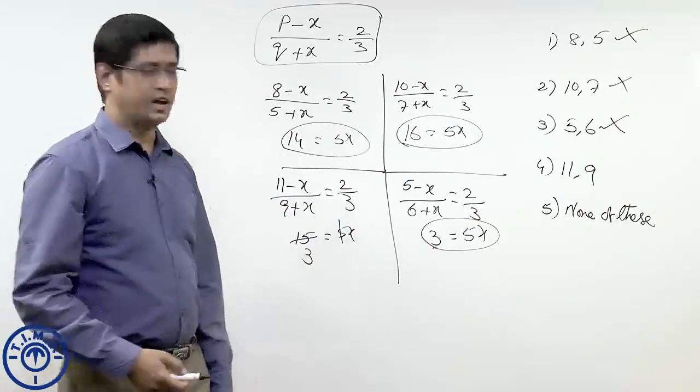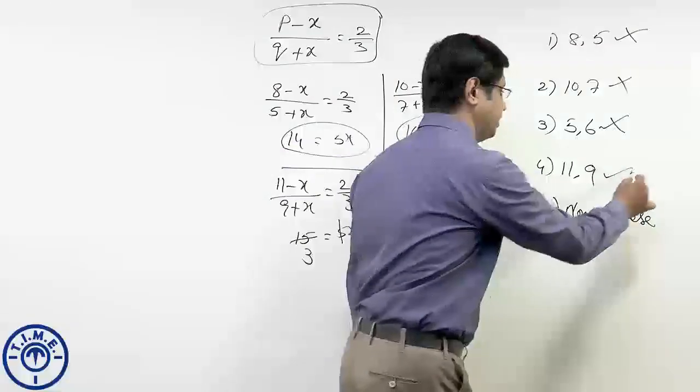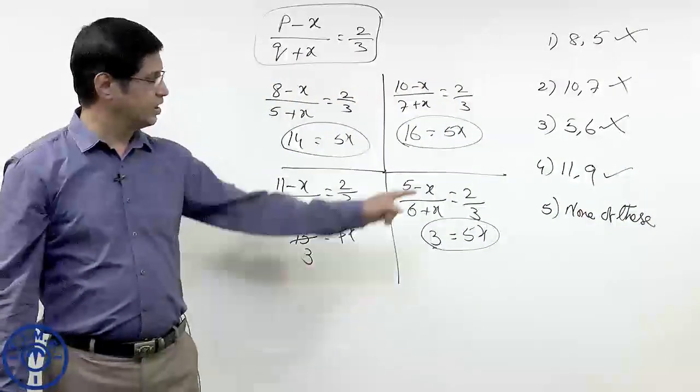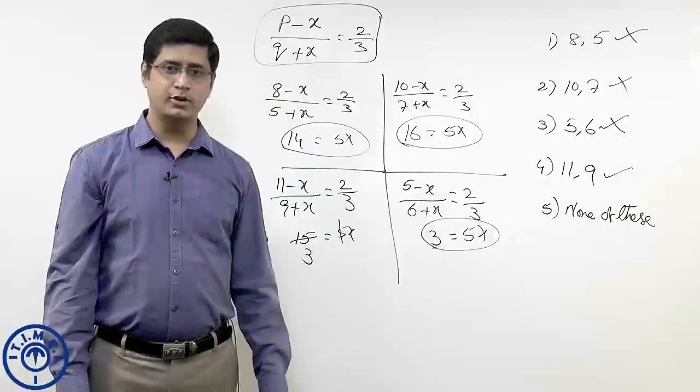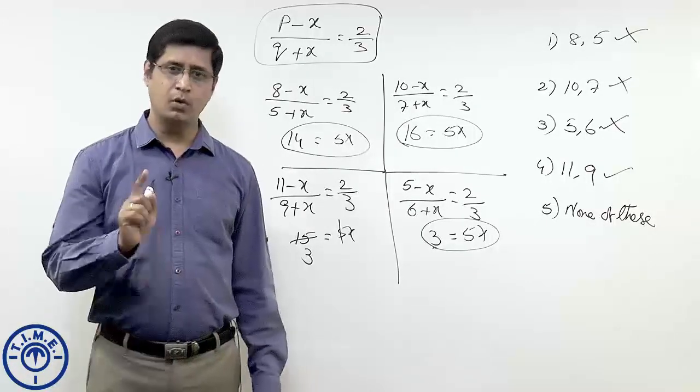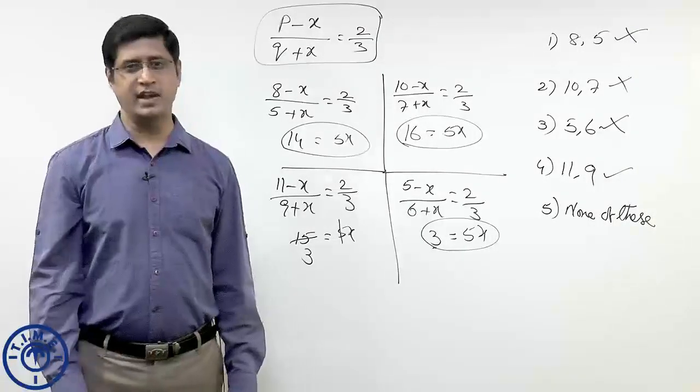What is the right choice for this example? It is option number 4. So here, if you observe, 11 and 9 are numbers which are divisible by only 1, and they are called coprimes.